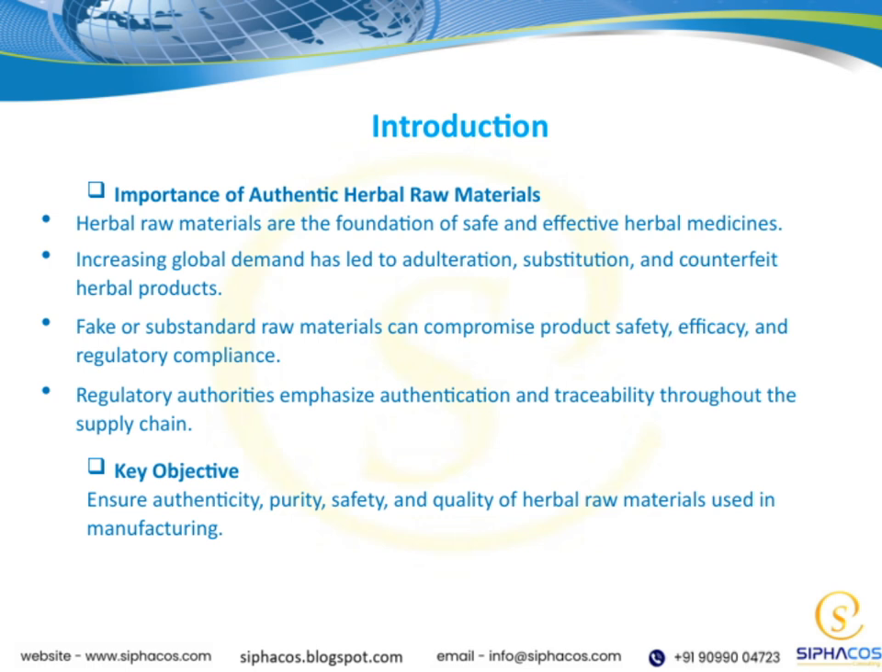Using fake or substandard raw materials can seriously compromise the safety of the final product, affect its efficacy, and even lead to regulatory problems. That's why regulatory authorities are putting a strong emphasis on authentication and traceability throughout the entire supply chain. Our key objective here is clear. We need to ensure that every raw material used in manufacturing is authentic, pure, safe, and of the highest quality. This focus not only protects consumers, but also upholds the integrity of the herbal medicine industry as a whole.